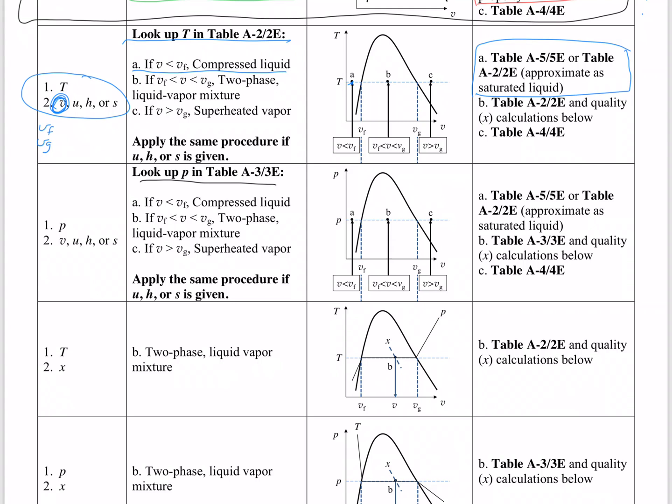If we are between vf and vg, then we know we're in the two-phase liquid-vapor area, and we would use table A2 and the quality calculation. I'll show you the quality calculation in just a minute. We'll go through these quickly, and then we'll look at that. And if we're greater than vg, then we're over here at C, a vapor, and we would use table A4.